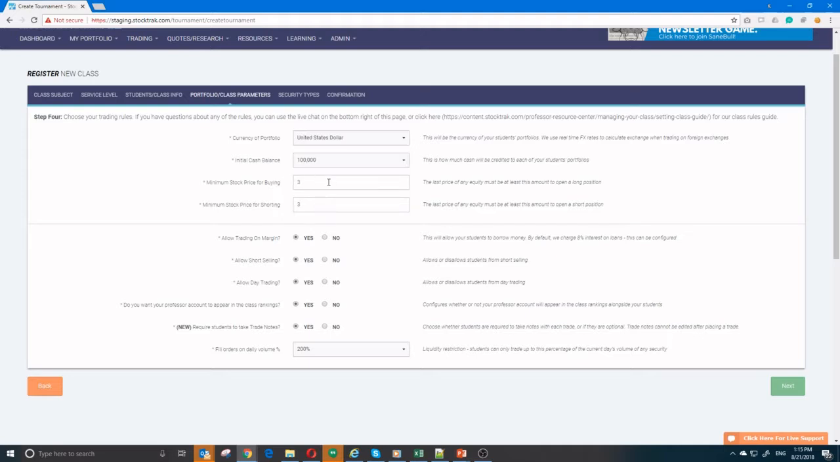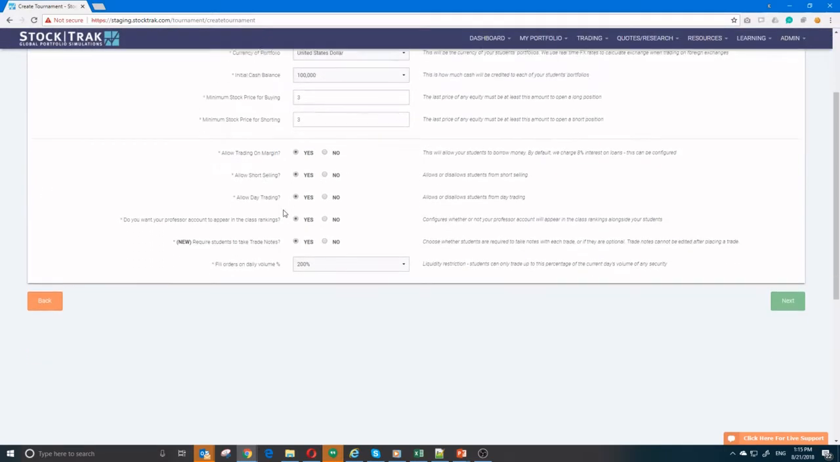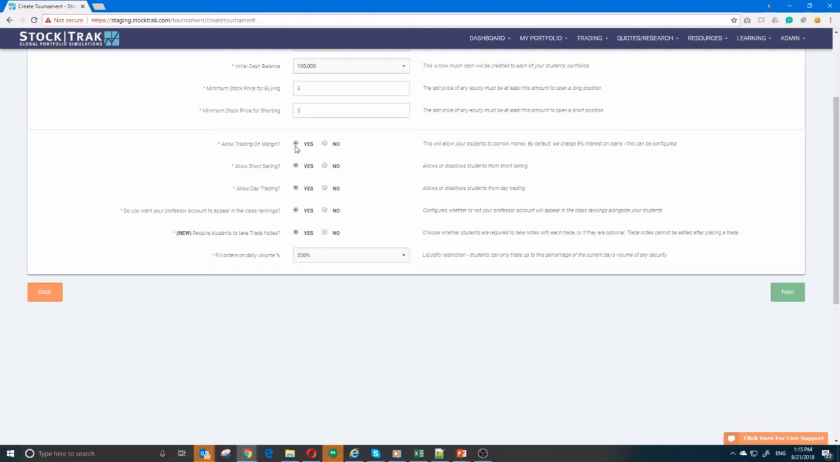Next, choose the minimum prices for the stock trading. This makes sure that your students won't be able to invest too heavily in things like penny stocks. $3 is usually a pretty good place to start. Now choose whether or not your students can trade on margin, which means they'll be able to borrow money, and if they borrow money, they will be charged interest. Also choose whether or not they can short sell, whether or not they can day trade, and whether you want your professor account to appear in the class rankings. Some professors like to set up their professor account as kind of a benchmark for their students to trade against. Other professors like to stay out of the rankings to make sure that their students are just among themselves and they don't need to worry about the professor account. You will be able to trade and make demos for your students either way.